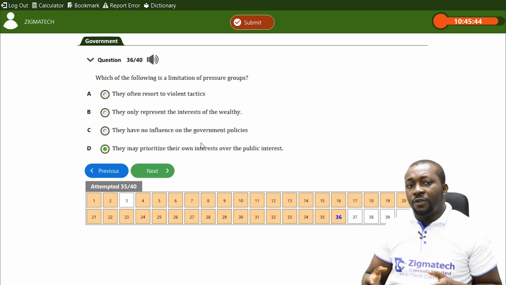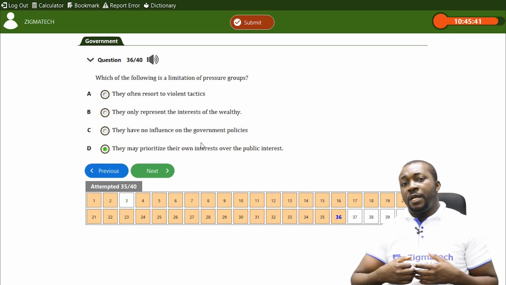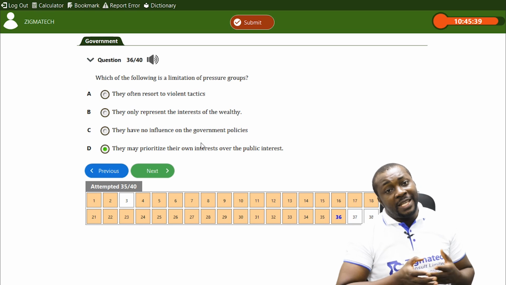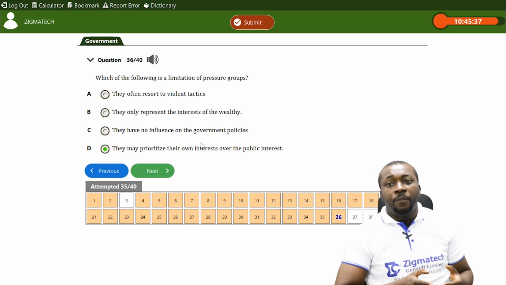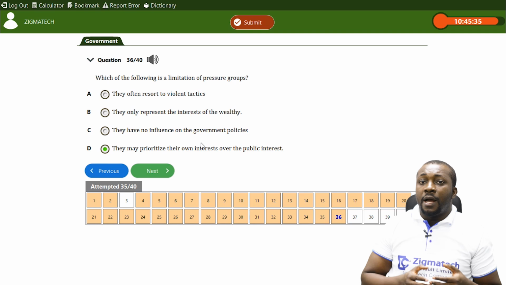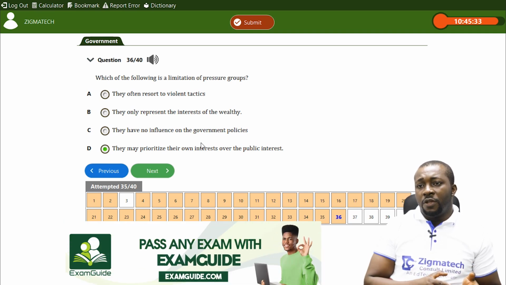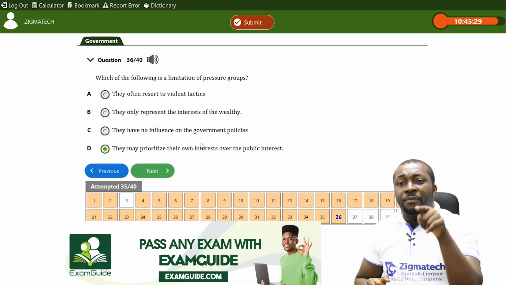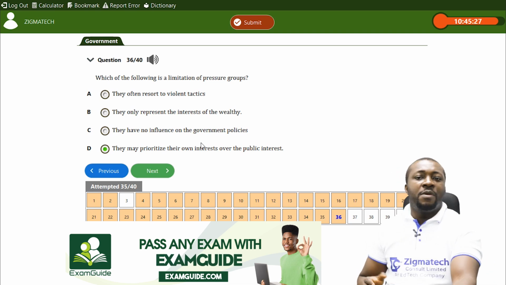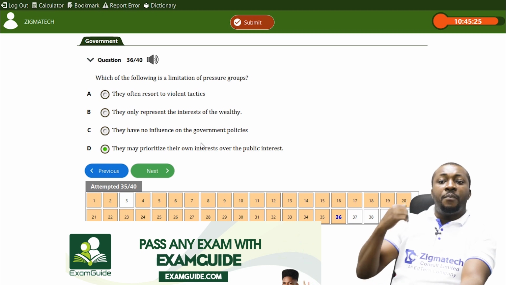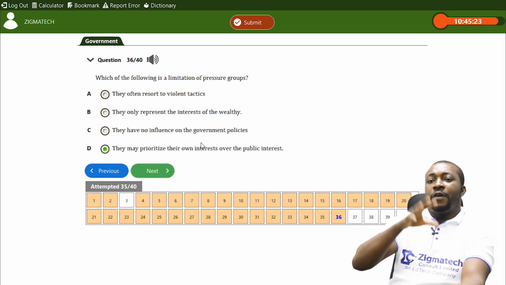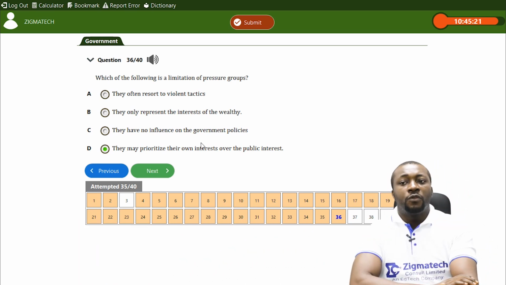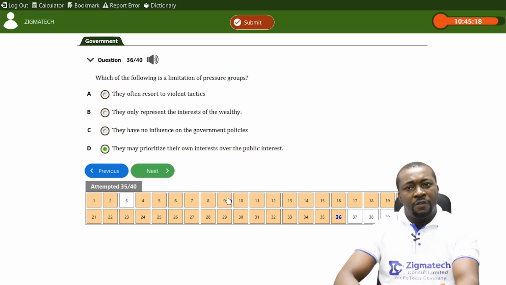Social vices will be on the rise. People that make their living by selling in the university campuses will shut down, go hungry, and some of them can go back to social vices. So it's a problem to the public. But so long as they're pursuing their own interests, they may not consider these things. So they prioritize their interests over the interests of the public. So it's one of their major problems, one of the limitations. So that's why D is the correct option.